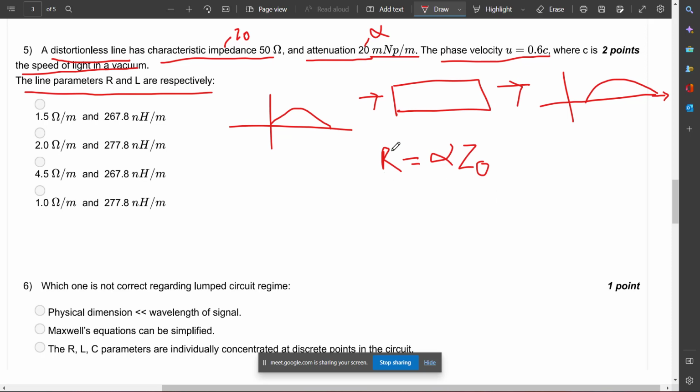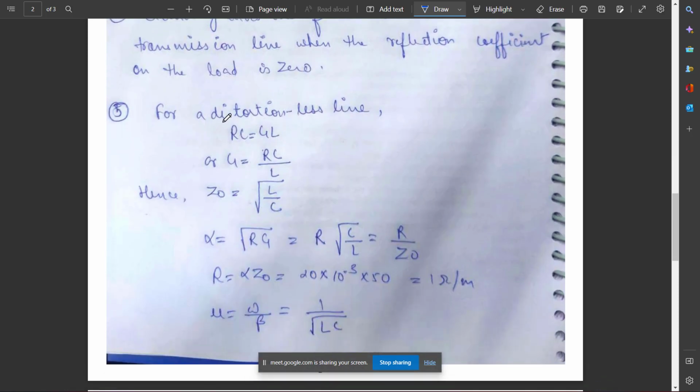We know R will be, for a distortionless transmission line, we have a condition. Okay, let's try to solve. For a distortionless line, we know that RC is equal to GL, right? So if RC is equal to GL, we shift this and get G equal to RC by L, right? Now, we also know that Z naught is equal to under root L by C. This is for a distortionless line, right? We should know the condition. For a distortionless line, Z naught is equal to root L by C, and alpha is equal to under root R by G. From this equation, instead of G, we can put RC by L, which becomes R under root C by L. That means R upon Z naught. So R becomes, may I know your name? Who told me the answer?